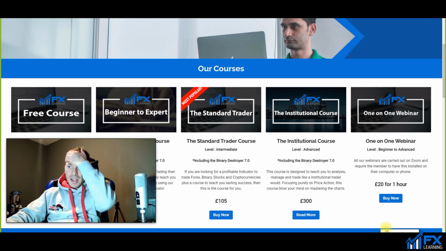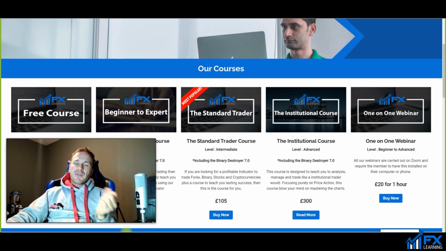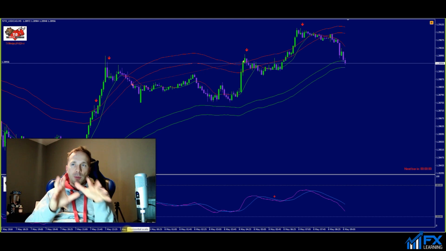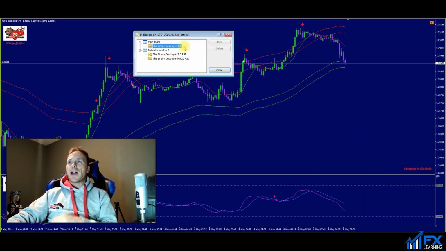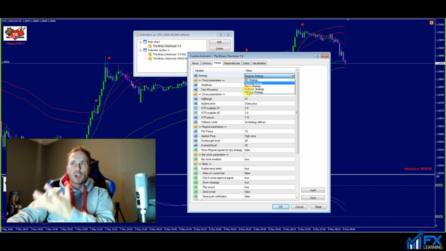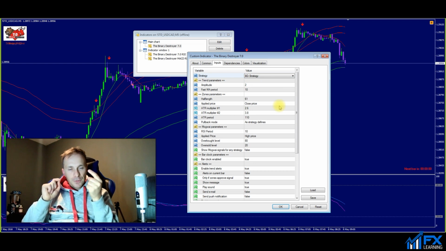Now, with doing those webinars, a lot of people have asked for the BD strategy, the AND strategy, the Mogwai, the pullback, the bends, okay? When we have the Binary Destroyer, we have 5 built-in strategies. As you can see here, I've currently got the Mogwai strategy loaded up. We've got the pullback, the bends, the ANDs, and the BD. And today we're going to be going over the BD strategy.